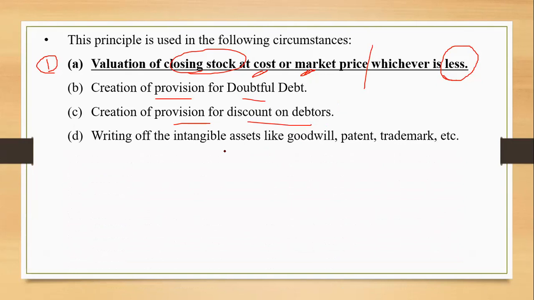That's the best example for the concept of prudence. Apart from that, when you just keep on writing off the intangible assets like goodwill, patent, and trademark, this happens because of this concept, that is prudence.